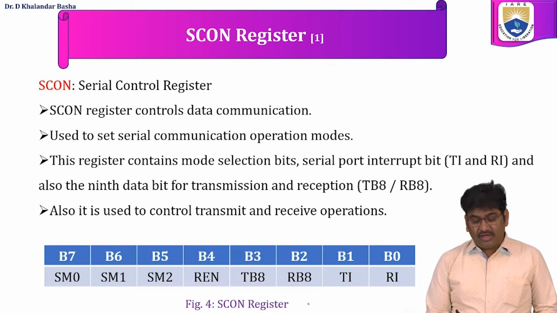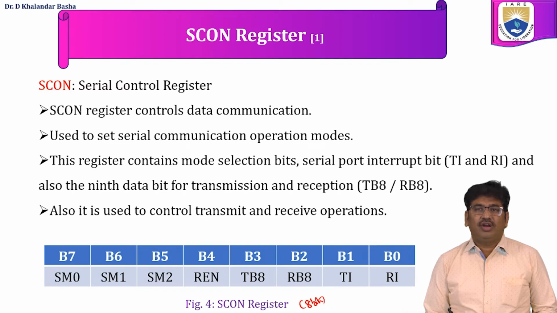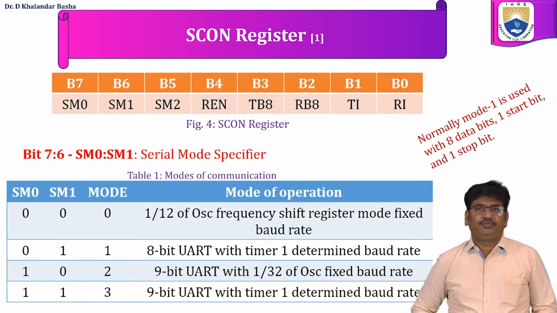The SCON register is 8 bits in size. The bit format of the SCON register is shown in figure 4. The LSB bits correspond to RI, the interrupt for receiving, and TI, the transmit interrupt. The ninth bit of receiving will be placed in RB8. The ninth bit to transmit will be stored in TB8. To enable the receiver, the REN bit. SM0, SM1 for the mode of operation. SM2 is for use in a multiprocessor system.